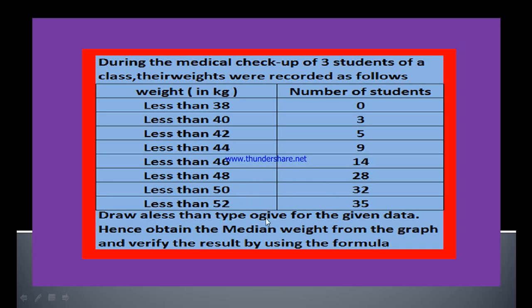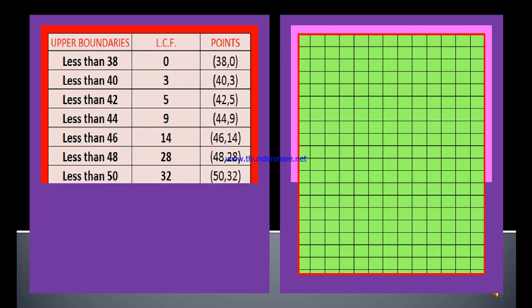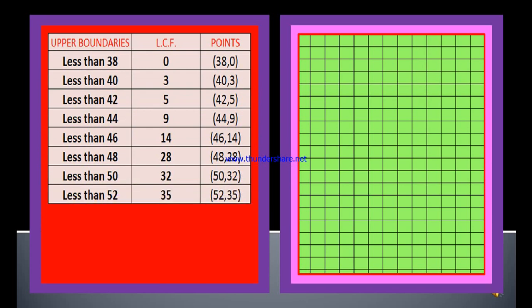Draw a less than type Ogive for the given data and hence obtain the median weight from the graph and verify the result by using the formula. This question includes 2 bits. One is we have to draw the graph and second is we have to verify using the formula. Here this is the graph sheet. Right hand side we can find the graph sheet.